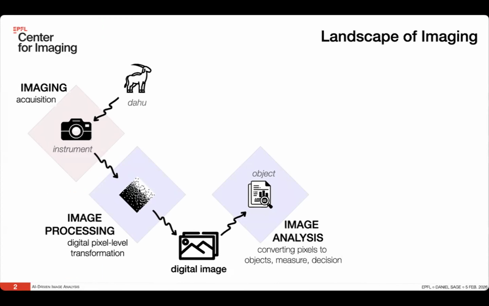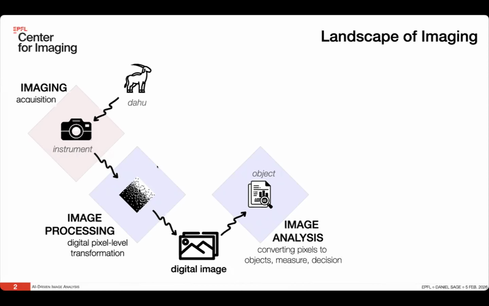Everything starts with the image acquisition. Maybe you want to capture a photo of, let's say, a very famous Swiss animal, the Dahu, and you need to take some instrument, let's say a camera, or it could be a microscope or something like that. So it's an imaging device to make the acquisition of the real samples. That's the first discipline: imaging.